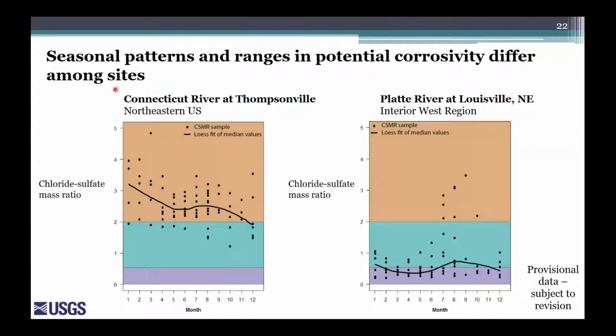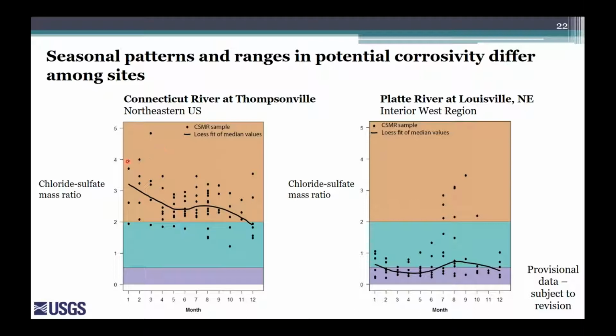Okay, and so now we'll turn our attention to a couple of individual sites. Before, we were looking at everything on a national scale, breaking things into very coarse land use categories, but I think looking at a few individual sites really helps us understand what's going on as well. In the paper, we presented a lot more sites and looked at some different patterns in their potential corrosivity. But it's helpful, I think, just to look at two of these sites and look at the difference. So we'll start by looking at the Connecticut River at Thompsonville, which is in the northeastern United States.